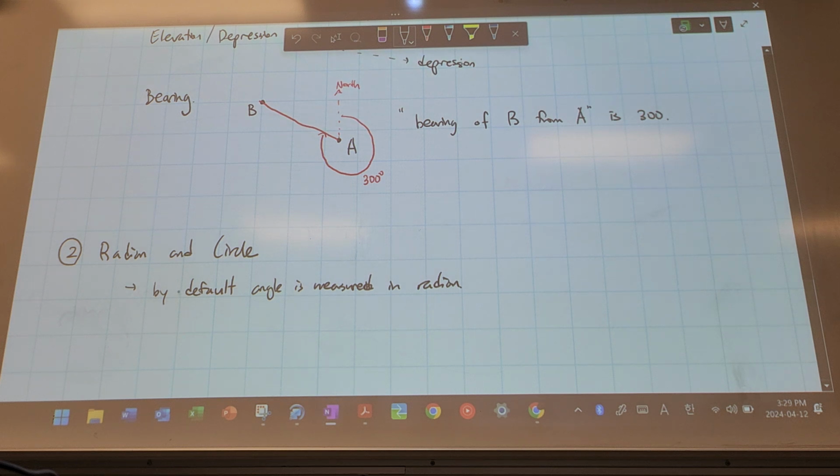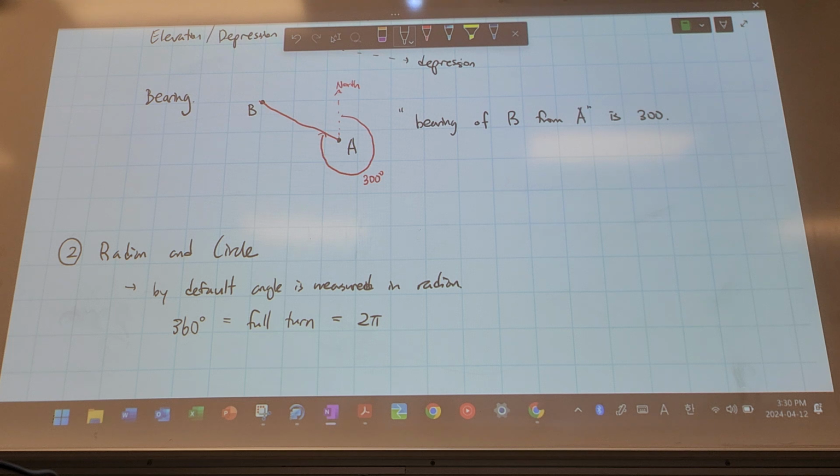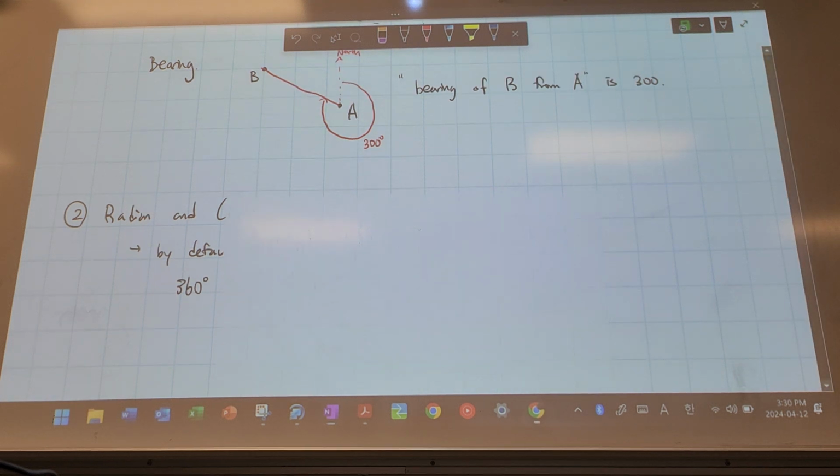I think the easiest way to understand is that 360 degrees is the full turn, the full rotation. And in radians, the full rotation or full turn is 2 pi, coming from the idea that a unit circle has a circumference of 2 pi, right? A circle is a full rotation, so that's why we have the radian measurement.